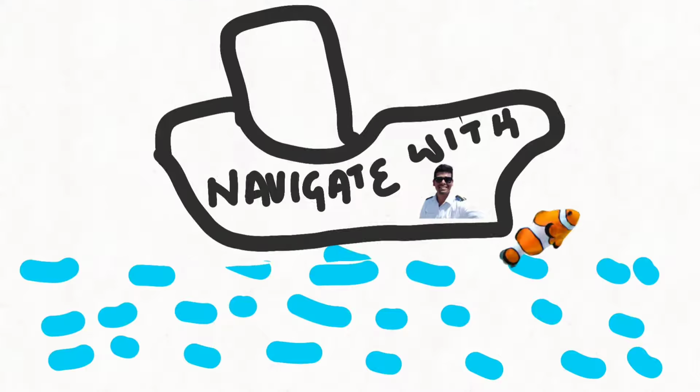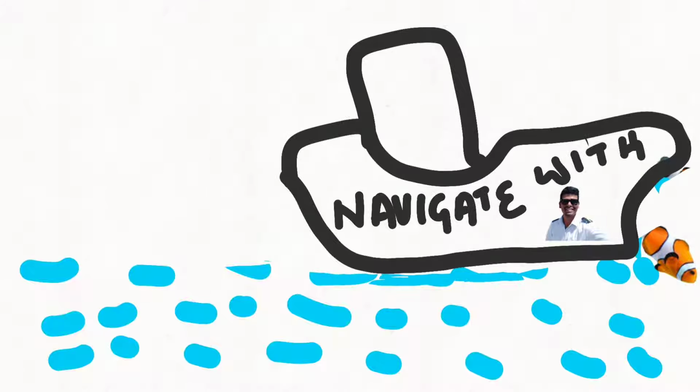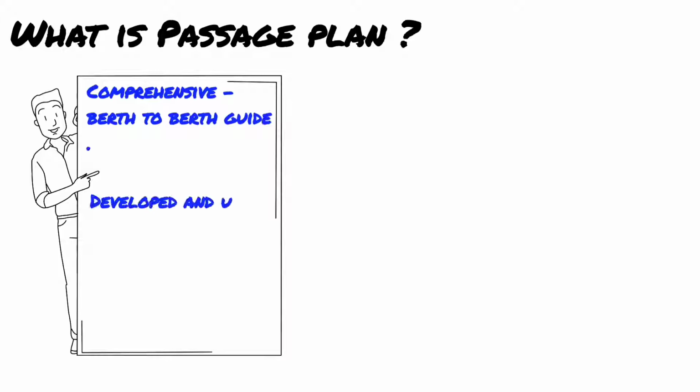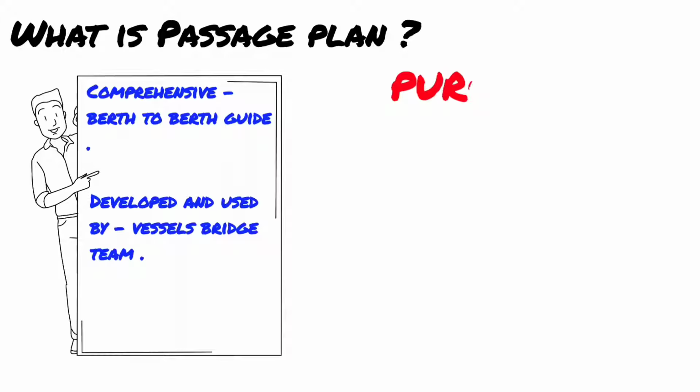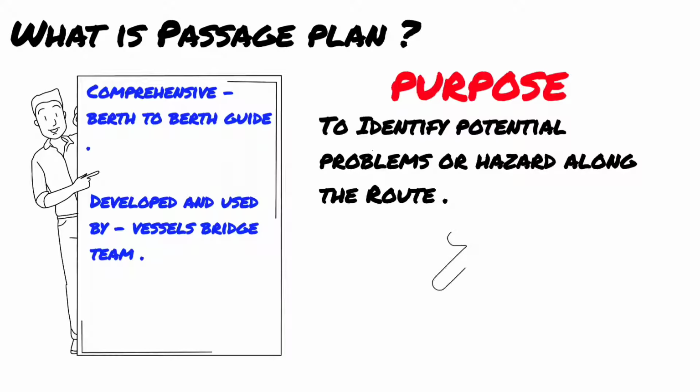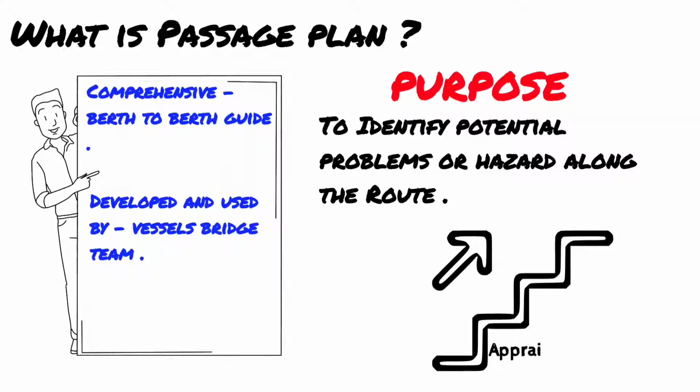Hey guys, what's up? In this video, I'm going to discuss a topic which is regulated under SOLAS Chapter 5 Annex 24 and 25, titled Voyage Planning and Guidance for Voyage Planning, that is the Passage Plan. It is a comprehensive berth-to-berth guide developed and used by the vessel's bridge team, and the purpose of it is to identify potential problems or hazards along the route.